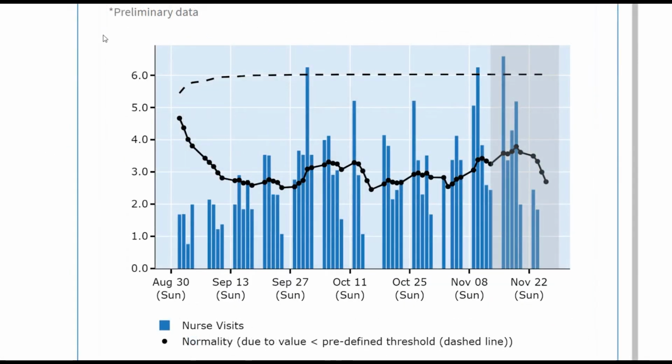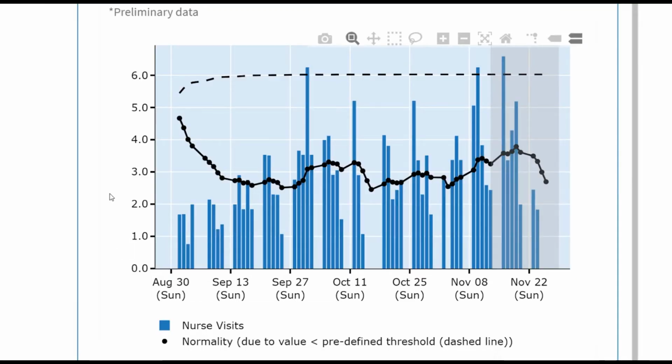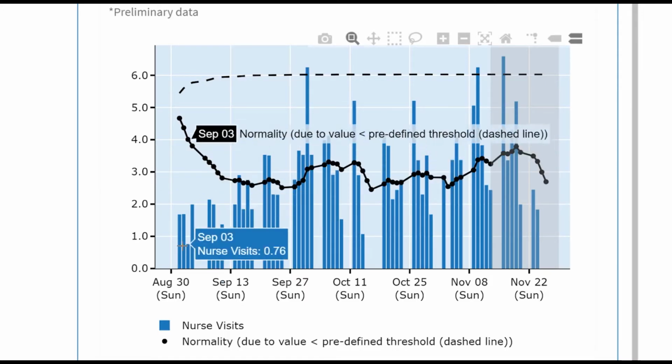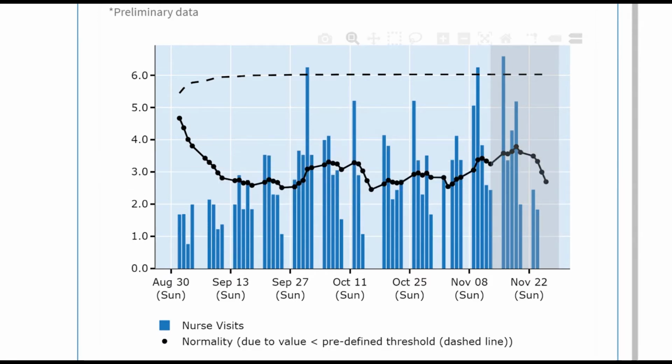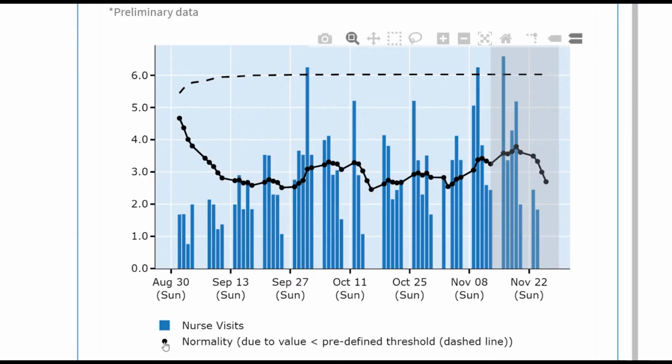There are several things to pay attention to in these figures. 1. The X, or horizontal axis, is the date data were reported. 2. The Y, or vertical axis, is the % or rate depending on the indicator. 3. Actual data is represented by the blue bars. 4. The horizontal dashed lines are thresholds determined by the district using historical data when available. These thresholds provide context for what is expected or normal.